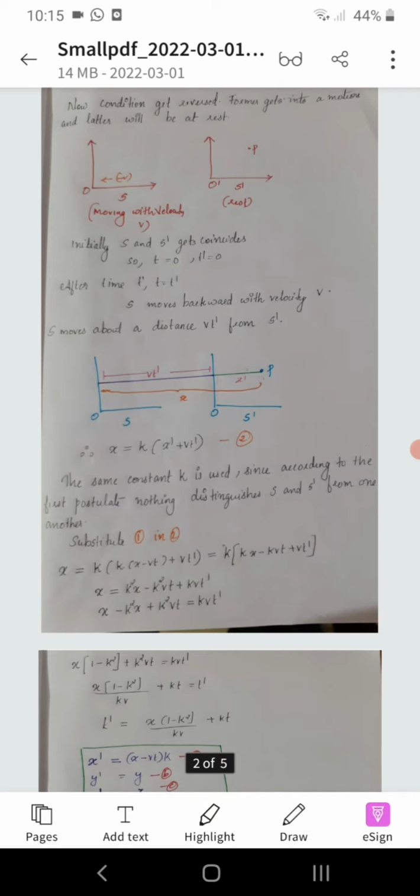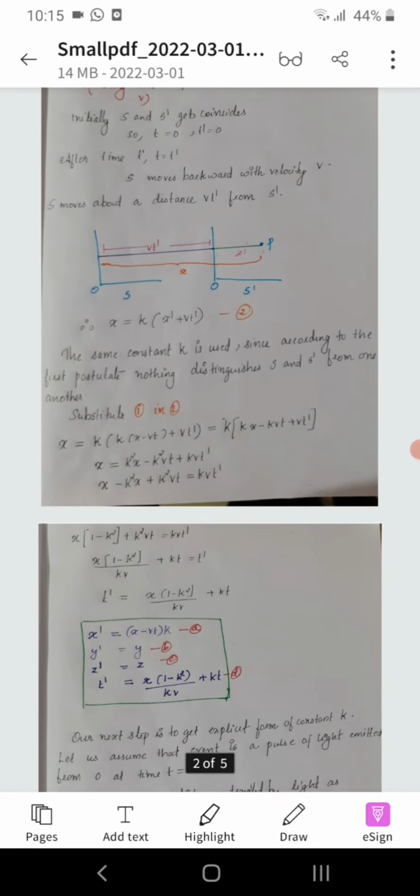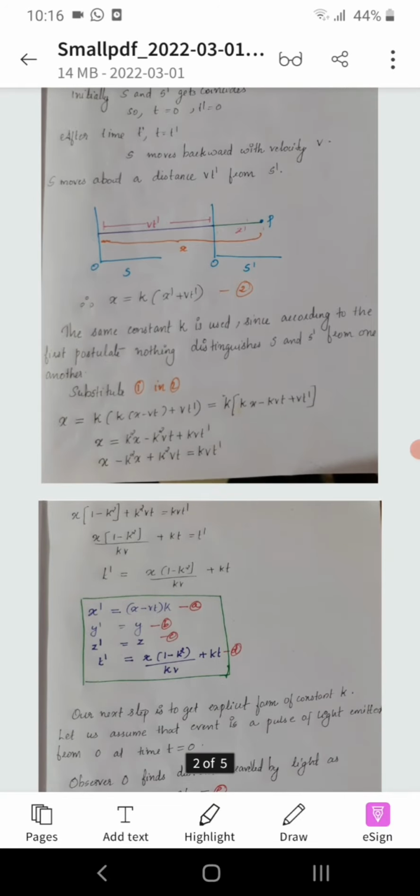Now move the first and second terms of the right hand side to the left hand side of the equation. We will get x minus k square x plus k square vt is equal to kv t prime. From that take x common on the left hand side. We will get x into 1 minus k square plus k square vt is equal to kv t prime. Now, from the right hand side, move kv to the left hand side. So we get x into 1 minus k square by kv plus kt is equal to t prime. So we got the equation of t prime. T prime is equal to x into 1 minus k square by kv plus kt.